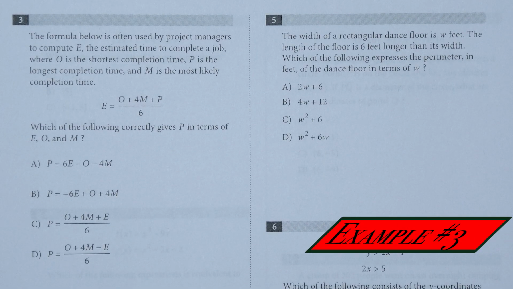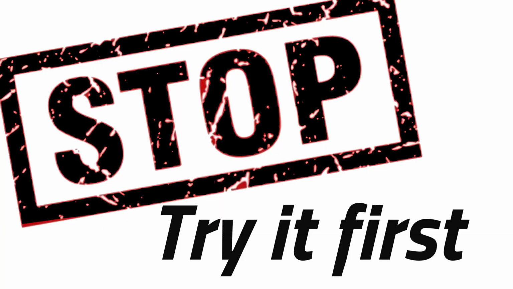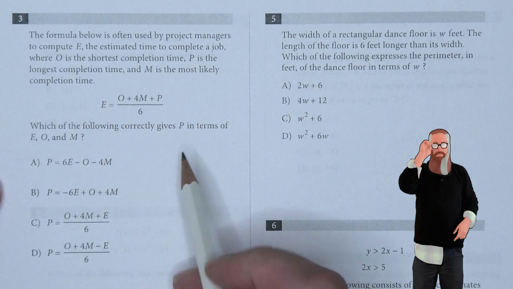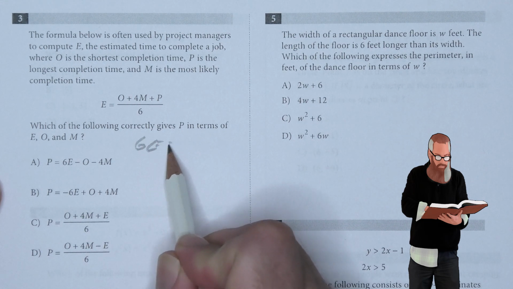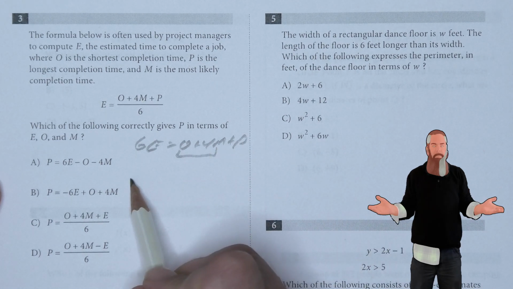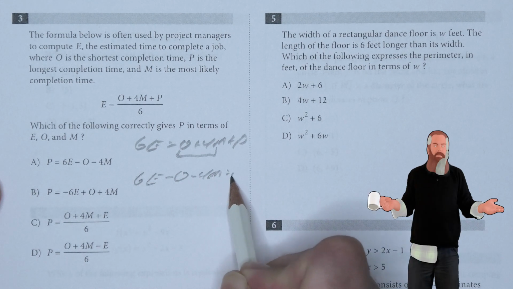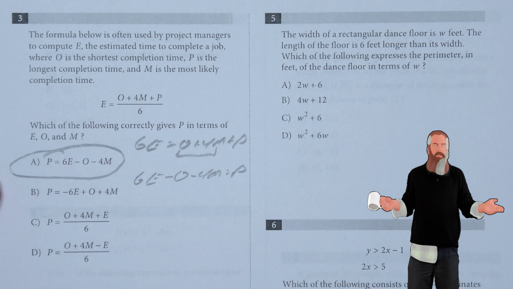The formula below is often used by project managers to compute E, the estimated time to complete a job, where O is the shortest completion time, P is the longest completion time, and M is the most likely completion time. Which of the following correctly gives P in terms of E, O, and M? So really, we're just solving this for P. Let's multiply both sides by 6 to have 6E is equal to O plus 4M plus P. Now let's move all of this to the other side so that we can have 6E minus O minus 4M is equal to P. That means that A is the answer.